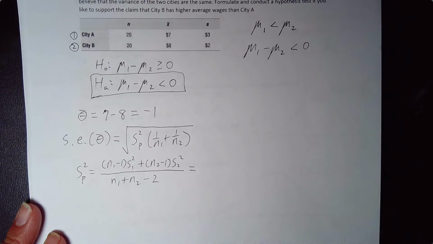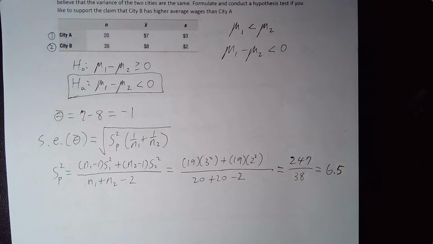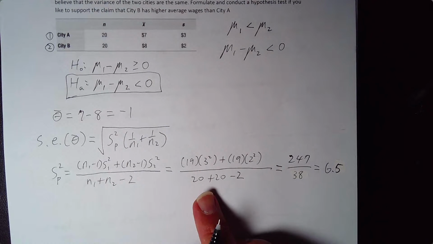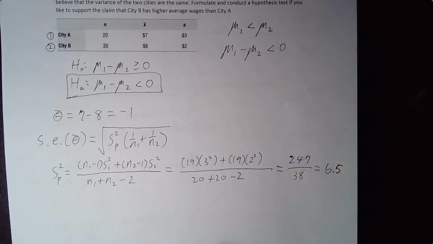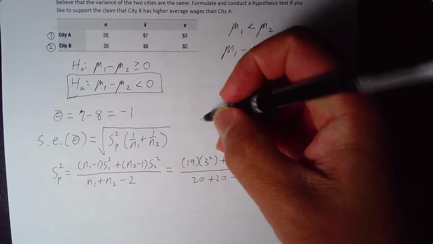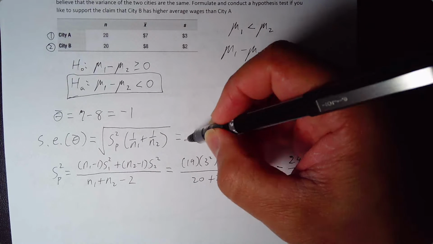So go ahead and pause the video, give it a try. Okay, plug it all in, do it carefully, and this is what you should get. Right? Now we can finish calculating the standard error. Right? Square root.